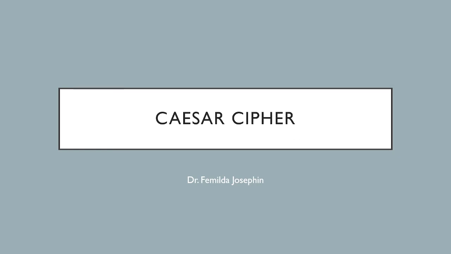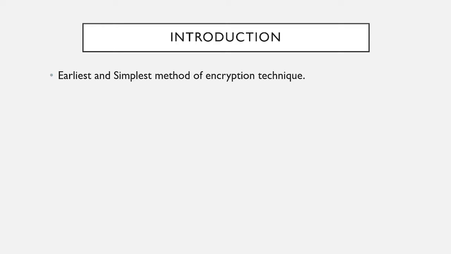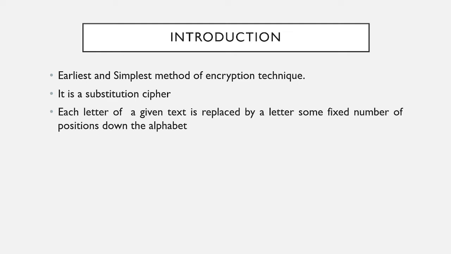All, today our discussion will be on Caesar Cipher. Cipher is the earliest and simplest method of encryption technique. It is a substitution cipher. Here each letter of a given text is replaced by a letter some fixed number of positions down the alphabet.